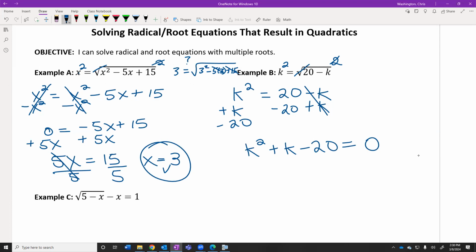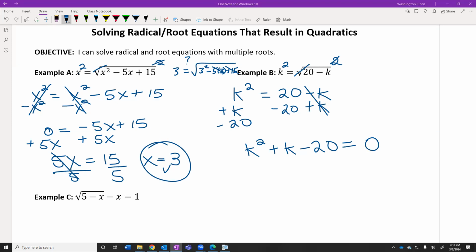We could have moved the k squared to the left, but it would have ended up being negative k squared. And then if we wanted to factor that, we would have to have made it positive k squared probably, because it is more difficult to factor when k squared is negative.